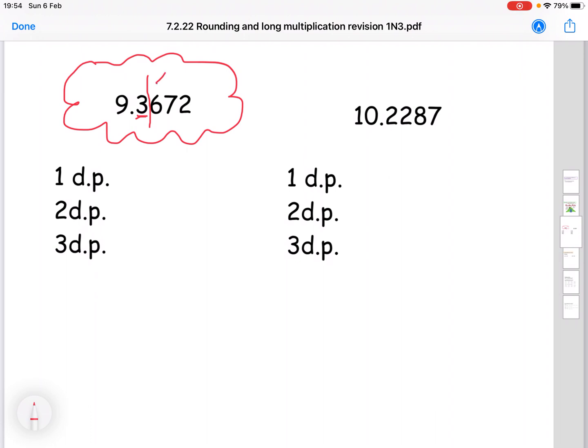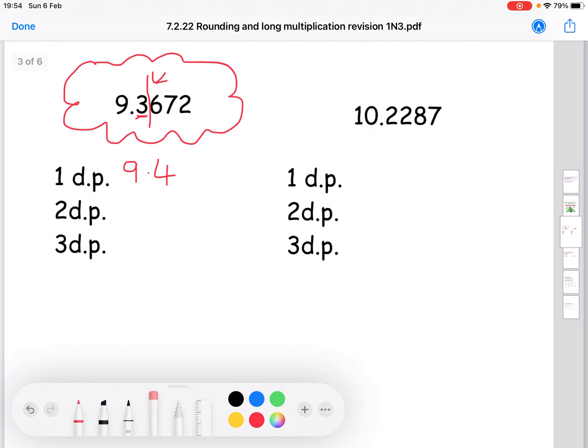So the 6 here is the number you're looking at. 6 is obviously higher than 5. 5 or more, we're going to round the previous number up. So because it's a 6, we're going to round that previous number up by 1. So the 3 will turn into a 4. So 9.4 would be that number rounded to 1 decimal place.